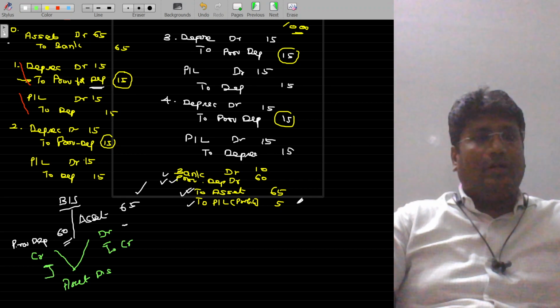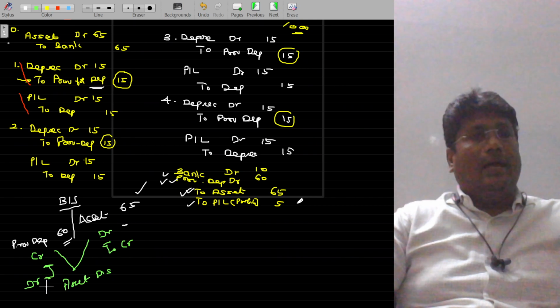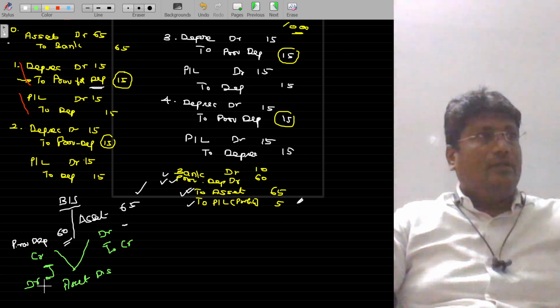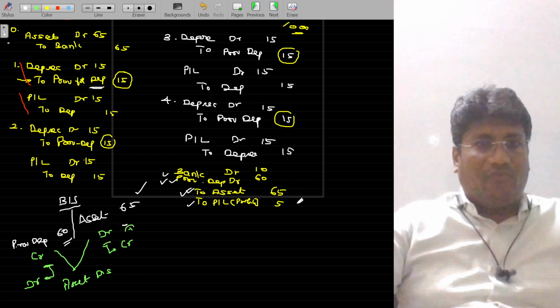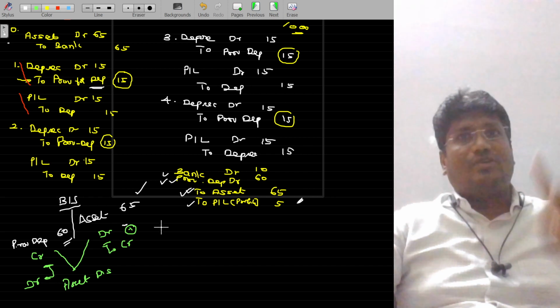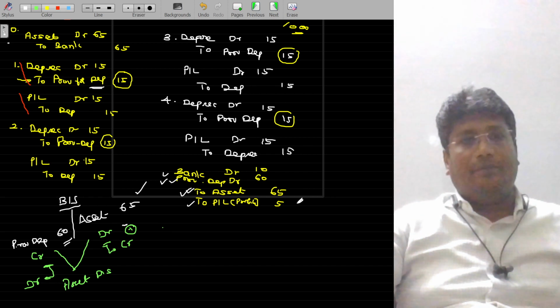Now, to cancel the asset, it should be credited. To cancel the provision for depreciation, it should be debited. Now the ultimate value will go to the asset disposal account. Now let me pass the entry for this first of all. Asset value is transferred to the asset disposal.